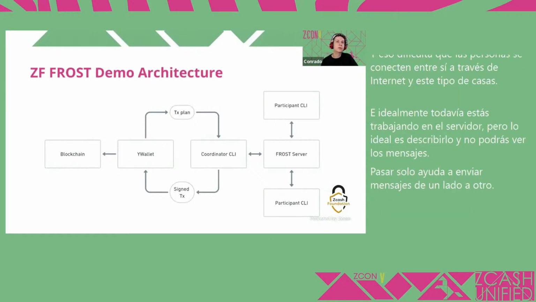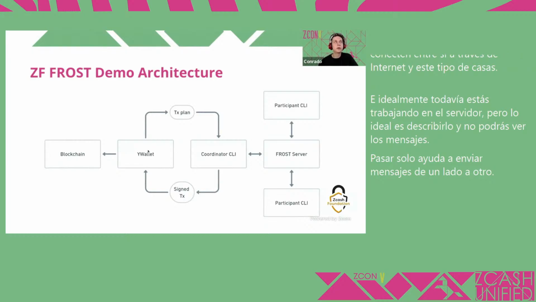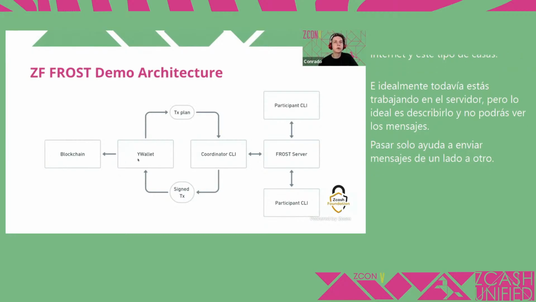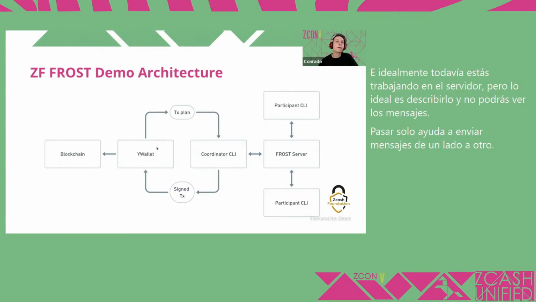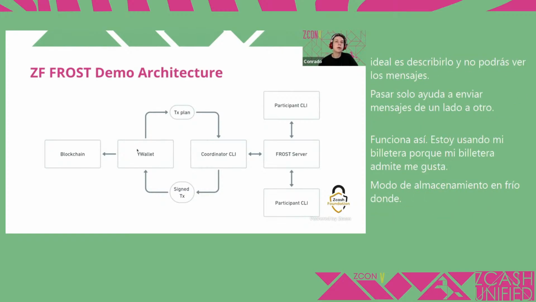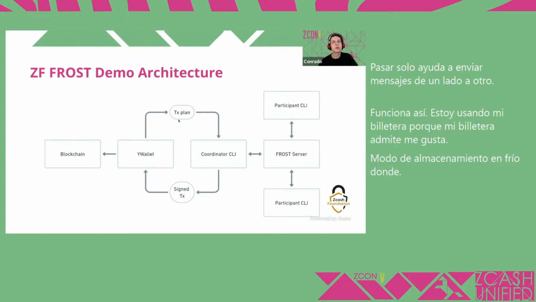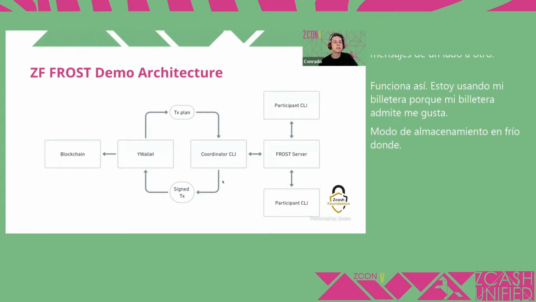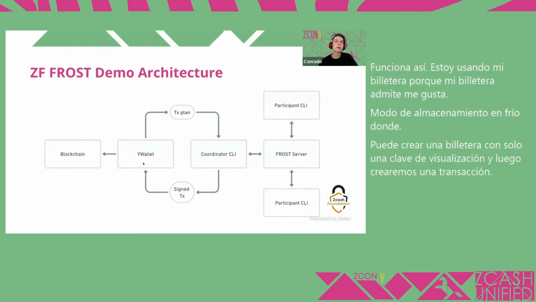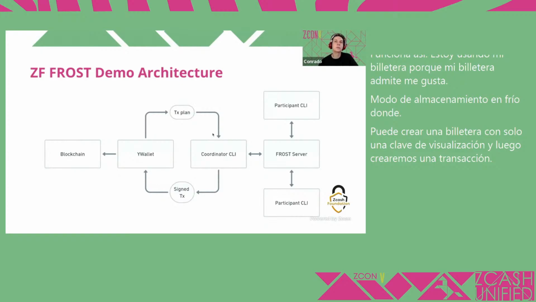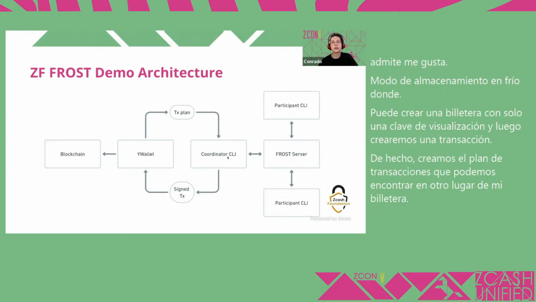So the architecture of the demo as it currently stands works like this. We use YWallet because YWallet supports a cold storage mode, where you can create a wallet with just a viewing key, and then when you create a transaction, it actually creates a transaction plan which you can sign elsewhere, import it to YWallet, and broadcast to the blockchain. So instead of using the cold wallet signer from YWallet, we use Frost to sign the transaction.